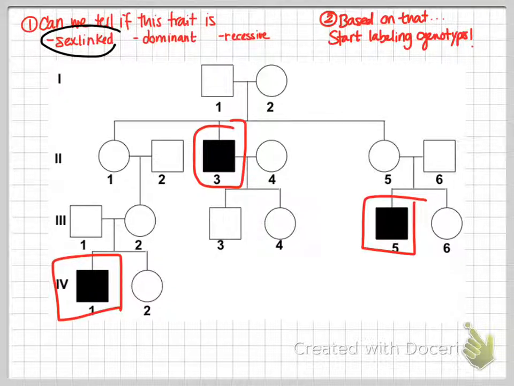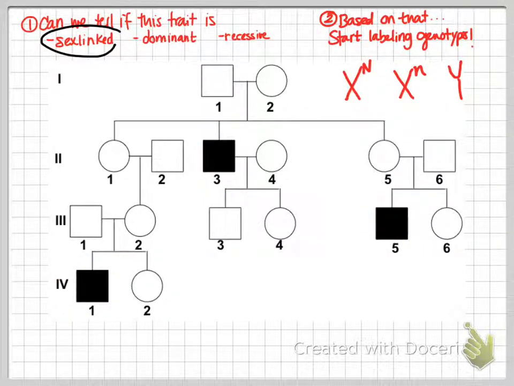If we can make sense of it in that context, then we'll have to assume that we're correct and it is sex-linked. So we'll go ahead and use X big N and X little n for our alleles on the X chromosome. And of course we also have a Y chromosome, which doesn't carry a gene for this condition, assuming that we are correct and it is in fact sex-linked. So if it's sex-linked, who can we immediately label genotypes for? Well, I'd start with unaffected males. They'd be X big N Y.